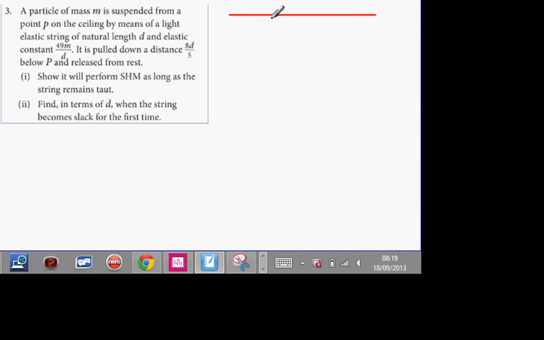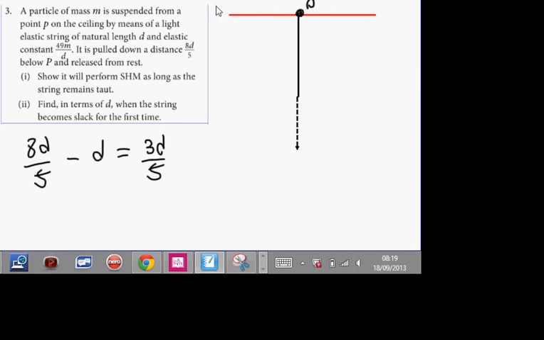We have our point P on the ceiling. We have our natural length, so our string, which we'll put in black here. Our string comes down its natural length, and then it's pulled down a distance 8d over 5. Now 8d over 5 minus d is 3d over 5. So the extension is 3d over 5. The extension is where it becomes dotted.